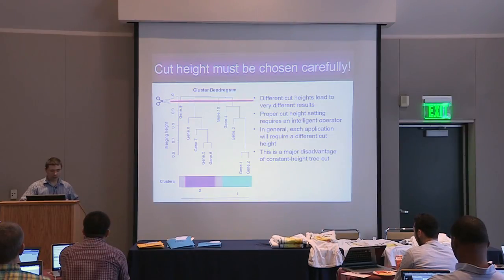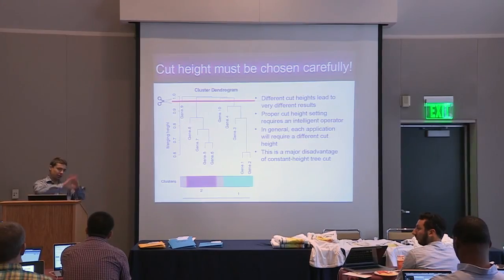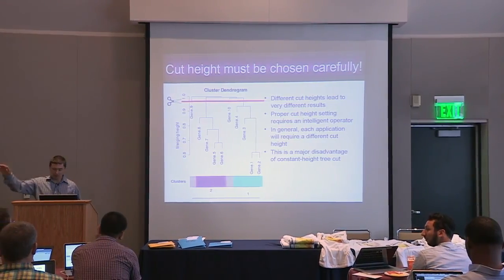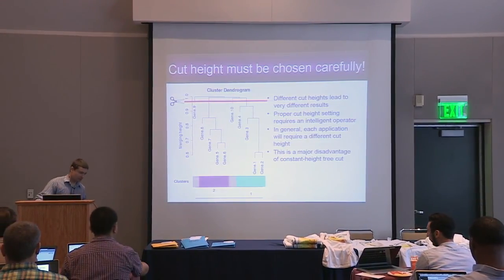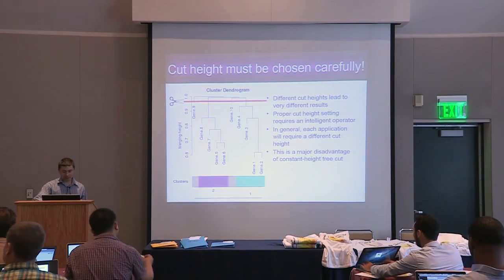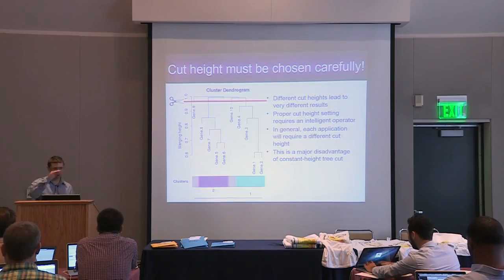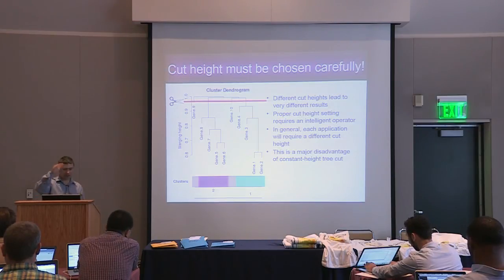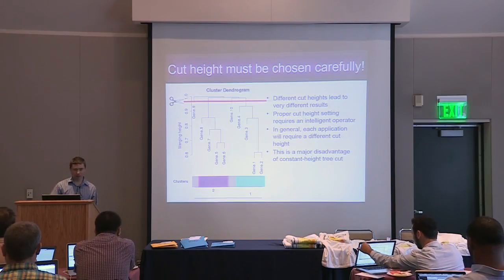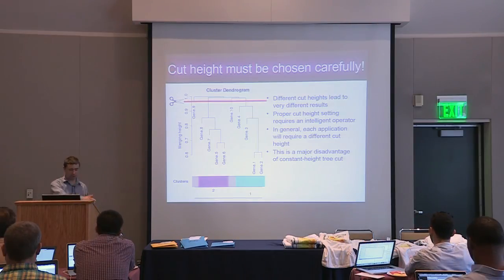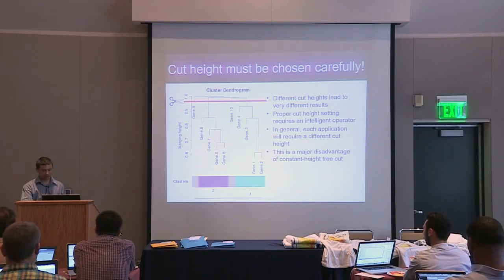And in general, each application will require a different cut height. So if you have one data set, you get your modules and you cut it nicely and you get what you like, then you get a validation data set and you cluster it again, you will have to tune the cut height again very carefully to get something that may resemble the original discovery data set. So this is a major disadvantage of the constant height tree cut.